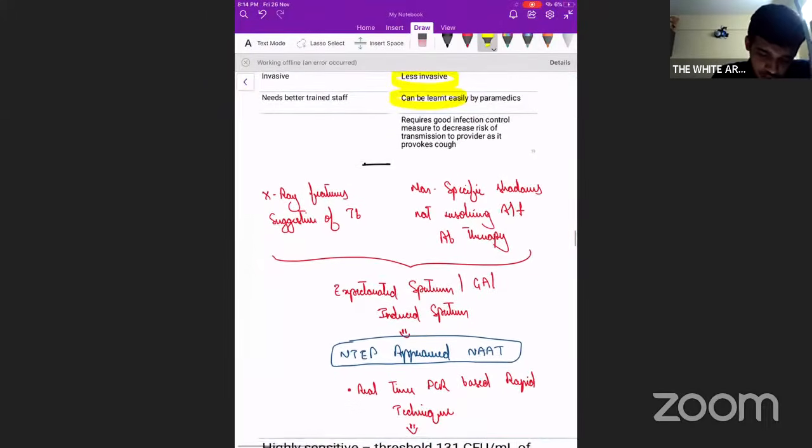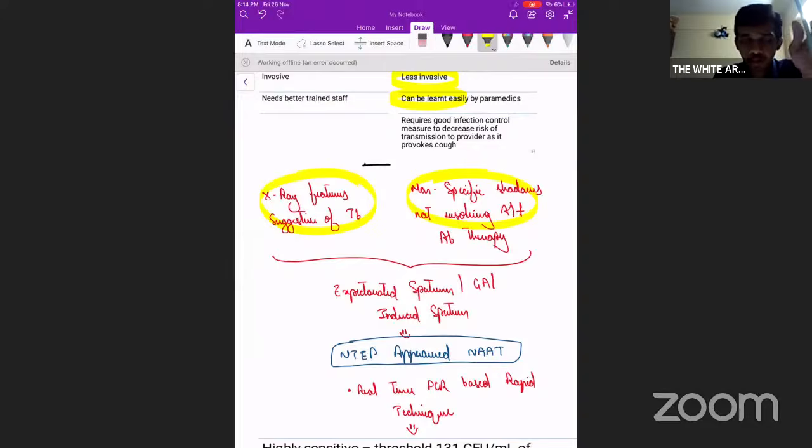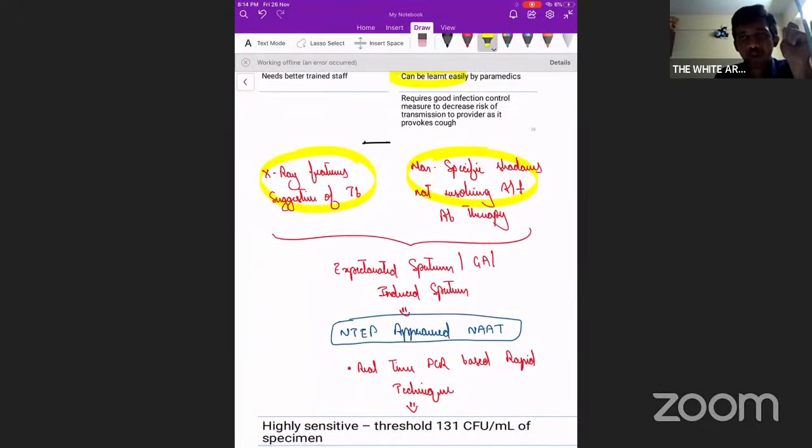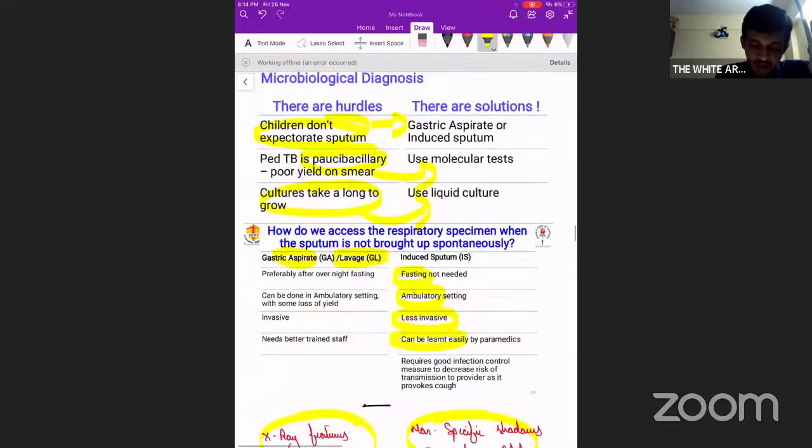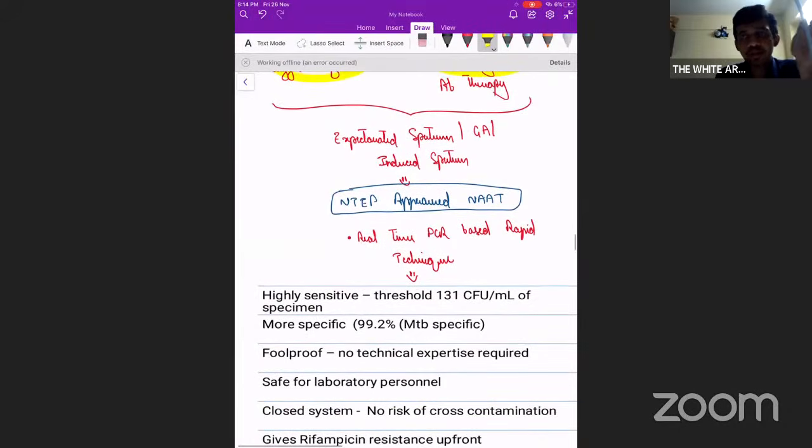Now, the same scenario, we have X-ray features suggestive or non-specific shadows but not resolving with antibiotic therapy. Next, what do we do? We make them undergo a microbiological test. We make them undergo molecular diagnosis. Under molecular diagnosis, what is preferred is CBNAAT. Okay, so the next step in our diagnosis is make them undergo CBNAAT. And where do we make them undergo CBNAAT? In an NTEP, National Tuberculosis Elimination Program, approved CBNAAT lab. Okay, so NTEP approved NAAT lab, we make them undergo the test.